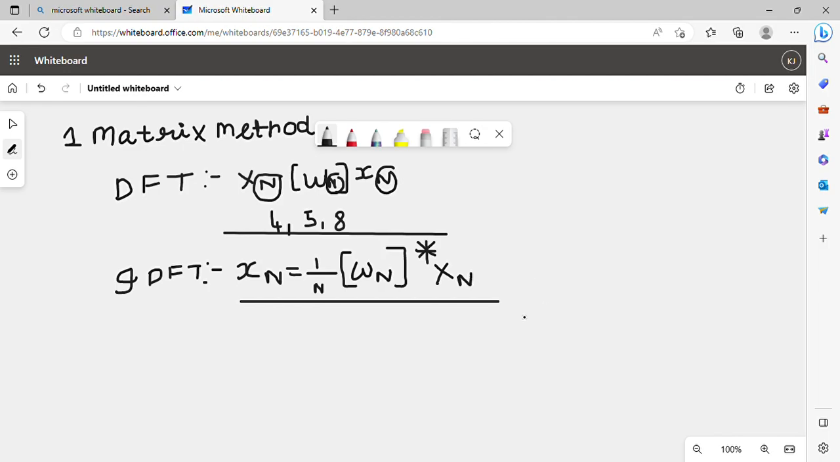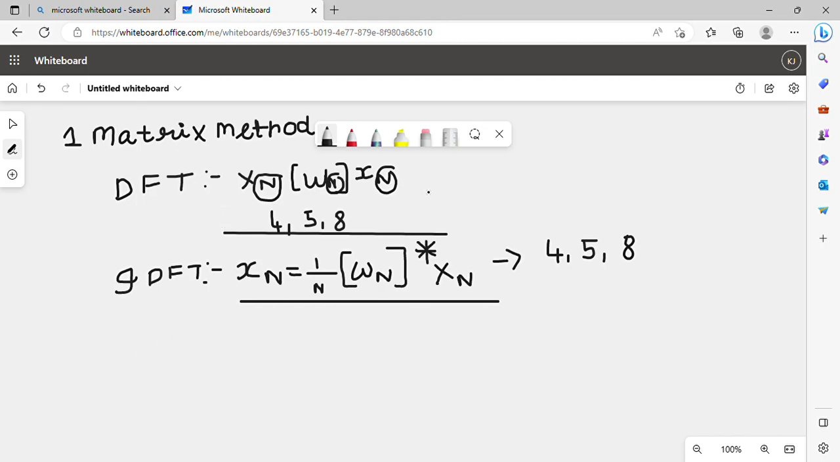Okay, so now we are trying to write this. This is the formula, and your N might vary. For the 4-point DFT it is 4, for the 5-point DFT it is 5, and for the 8-point DFT it is 8. Right? Yes. So now this is my matrix method.